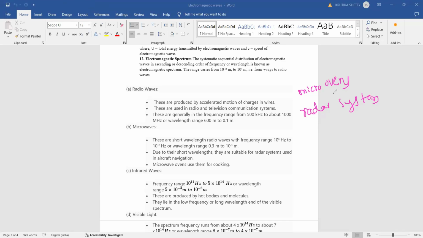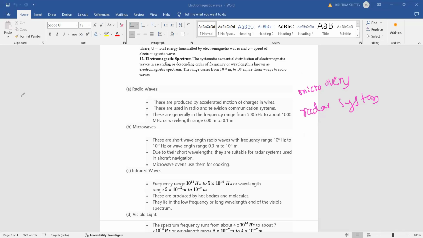Okay. Then next here they are used in the ovens. They are used in the radar system. Then next here they are having the short wavelength. They are suitable for the radar system, which are in the aircraft. Okay, these are the uses of the microwaves here, students.